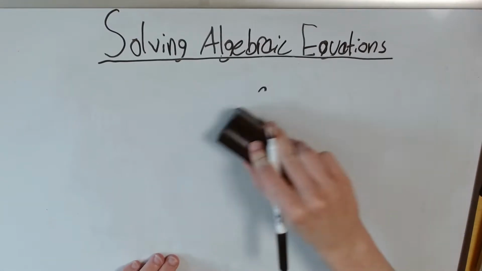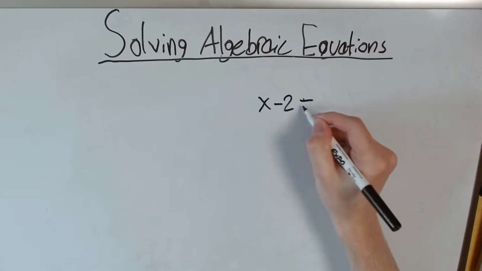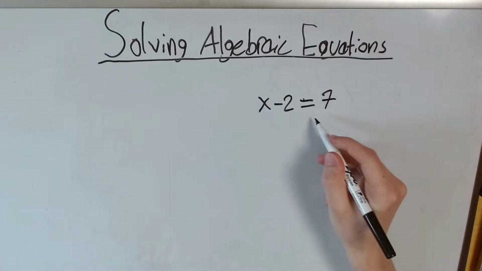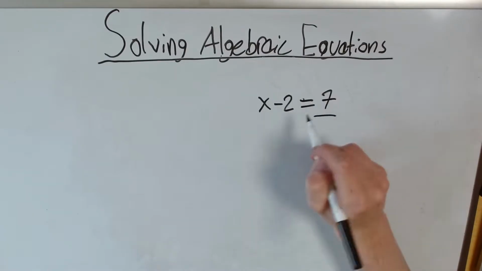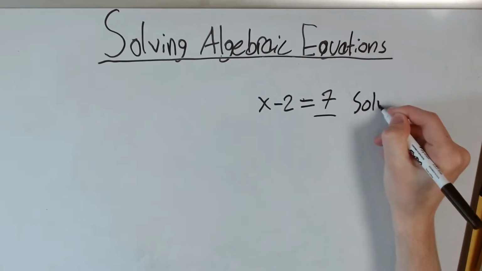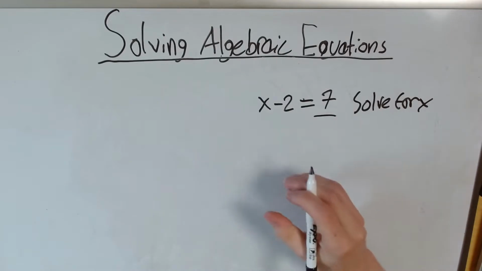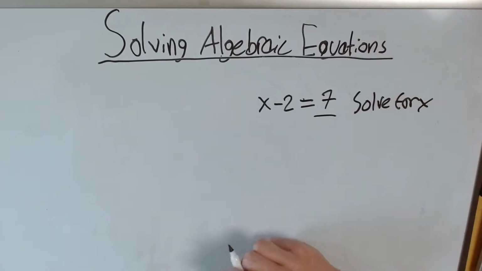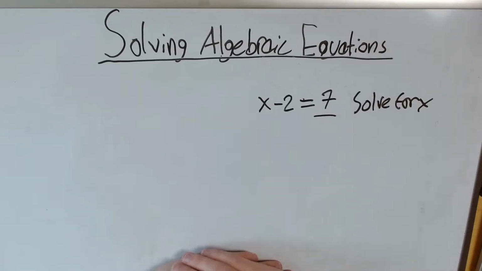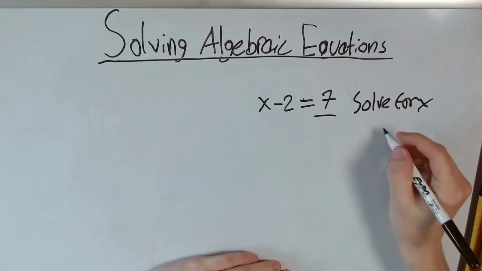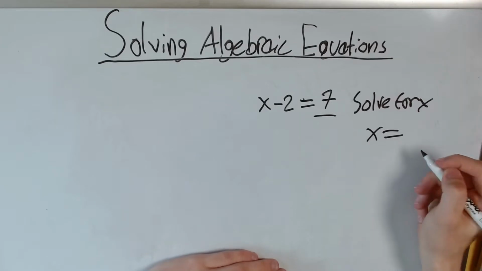Let me give you an example. Say we have x minus 2 equals 7. In this case, this isn't a blank. We know that this is 7, but we want to solve for x. What does that mean? Basically, we want to find the number that is x, the number that represents this unknown quantity. Well, in algebraic terms, we want to find this. x equals some number. So, how do we find that?